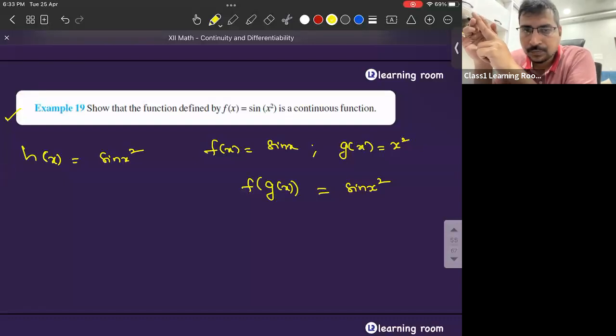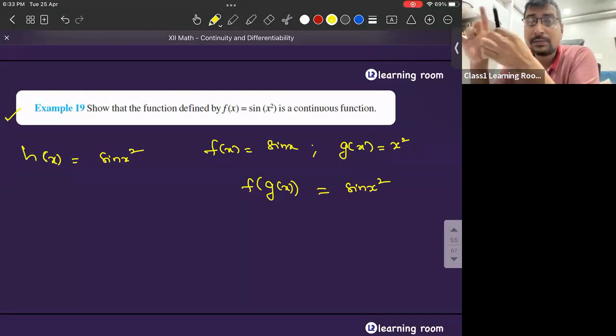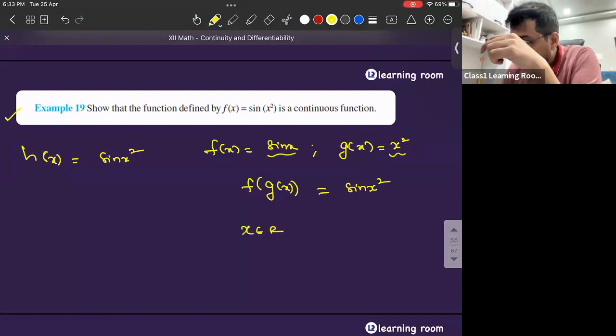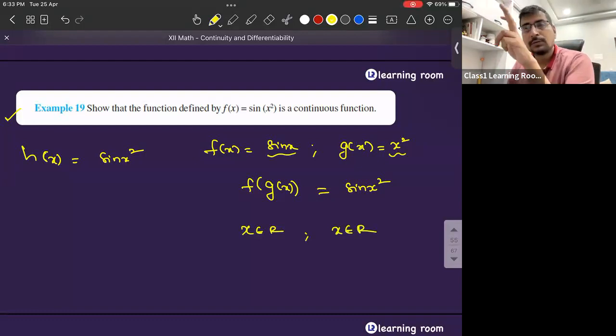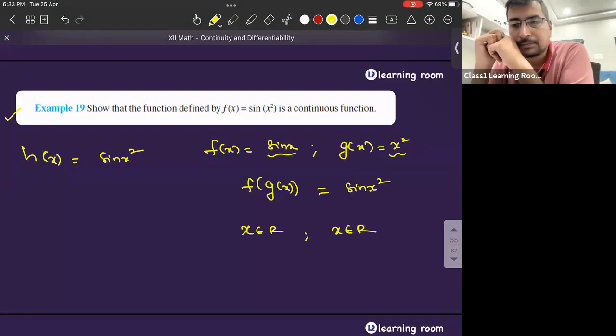Correct? Now, what did theorem 2 tell us? If you have a composite function which is defined at C, what is the domain of sine x? X belongs to R. What is the domain of x square? X belongs to R. So both the functions are defined on R. So f circle g, that is sine of x square, will also be defined on R. Correct? Sine of x square is also defined on R.